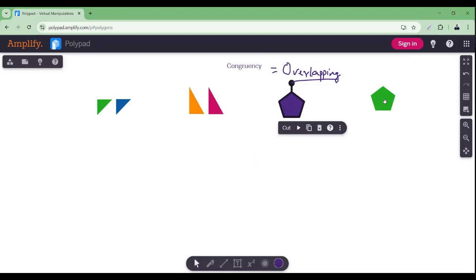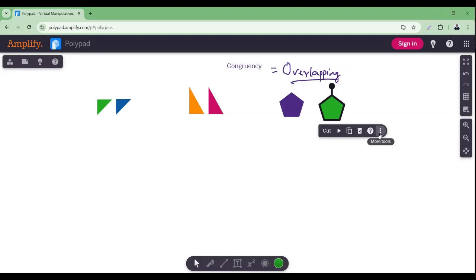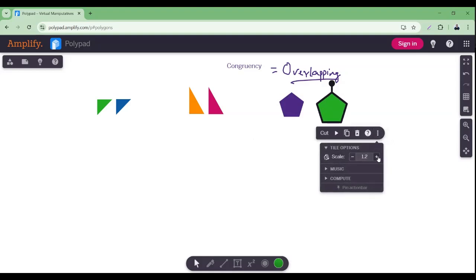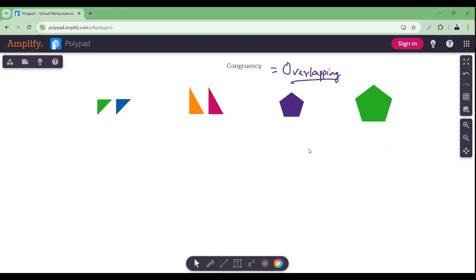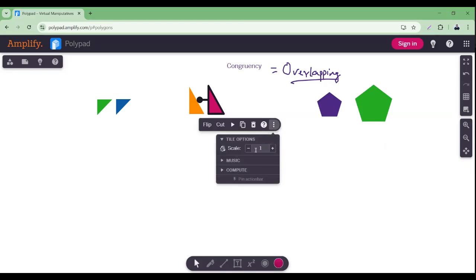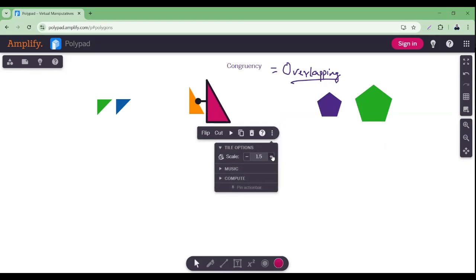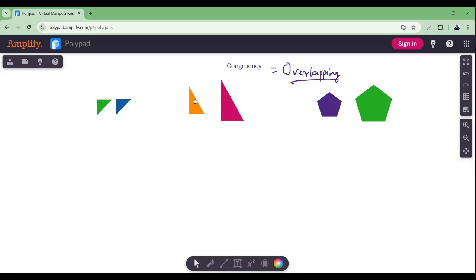Now I have taken a pentagon here. Let's see whether they are exactly overlapping. Of course, they are exactly overlapping. Now in this case, I have this, which is also a pentagon, and this is also a pentagon. But is it exactly overlapping? No, it is not. See, it is not overlapping. So these two are not congruent to each other. If I increase the size of this by a scale factor like this, now I have these two triangles. Both look the same in shape, but they are not exactly overlapping. So they are not congruent to each other.